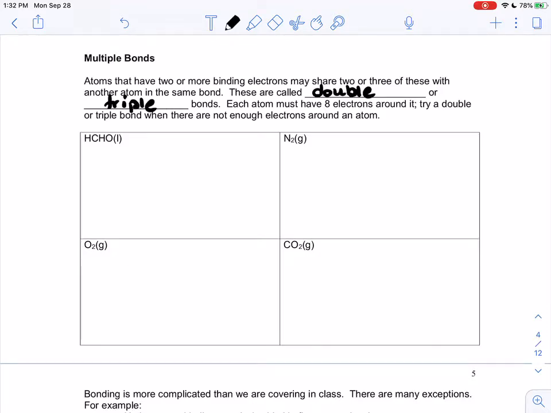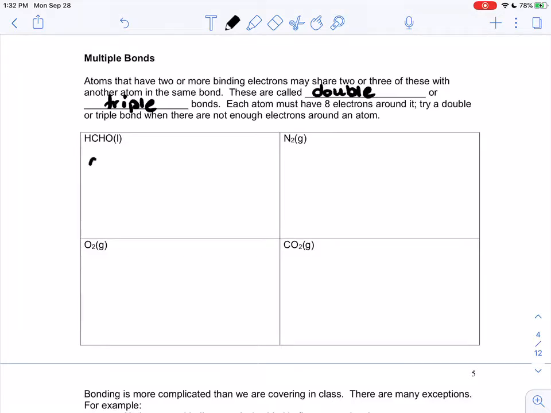Now, how do you know to use a double or a triple bond? Well, you're going to follow the same procedure that we did for the single bonds, but you're going to find that you're left with atoms that don't have a full valence. When you don't have a full valence, then you know that you need to do either a double or a triple bond. We're going to follow through the same process that we did for single bonds.